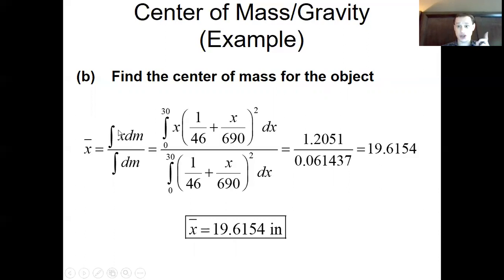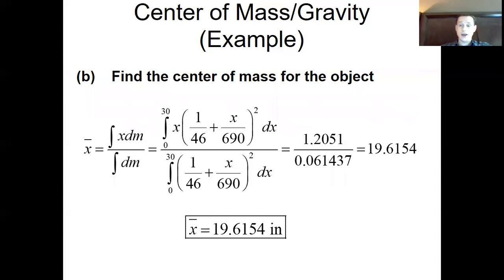This one on top has an extra x in it. So you got to put an extra x on top of it. Besides that, you distribute it out. It's the same kind of thing. Do some integration. The total integral on top would be 1.2. And if you take the 1.2 divided by the 0.06, you get 19.61. So the average value of all the x's across the entire mass of this thing with this shape and everything like that is 19.6 inches.